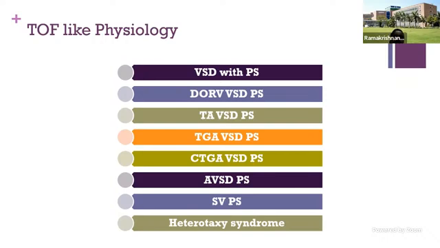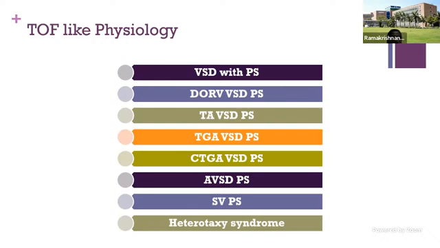So in a way, it is not very different whether it is a tetralogy or a DORV VSD-PS with normally related great vessels, because the management is going to be the same. And except for some changes in ECG, I don't think clinically you can make any differentiation.